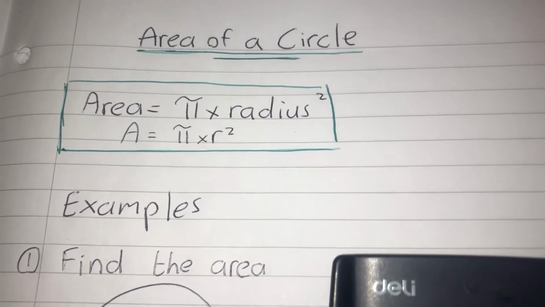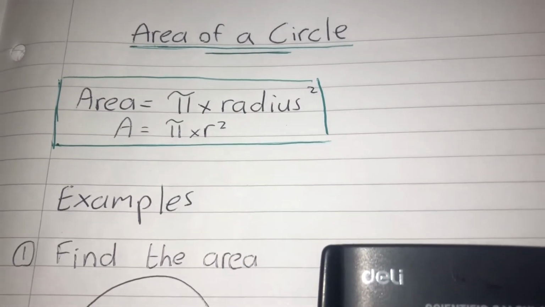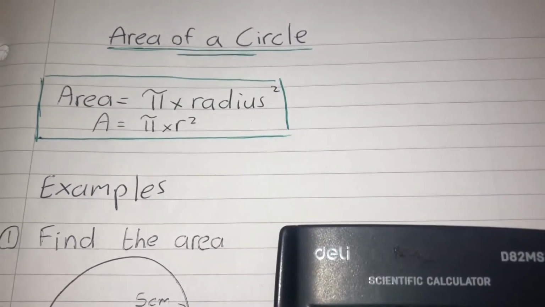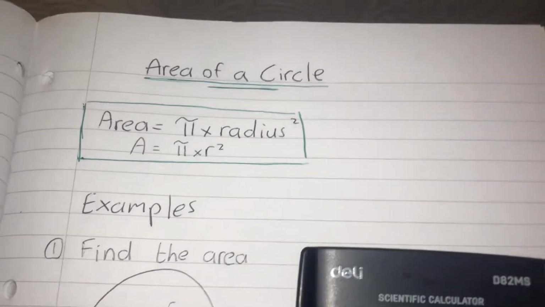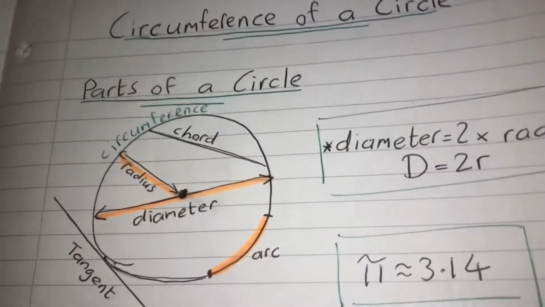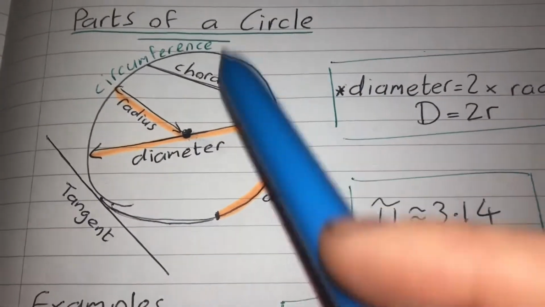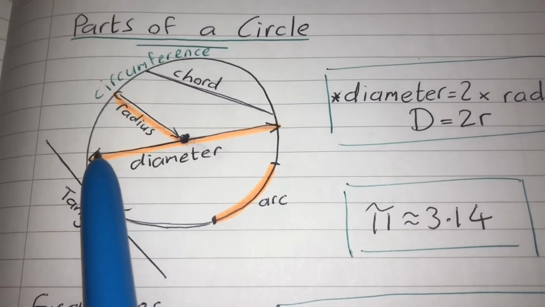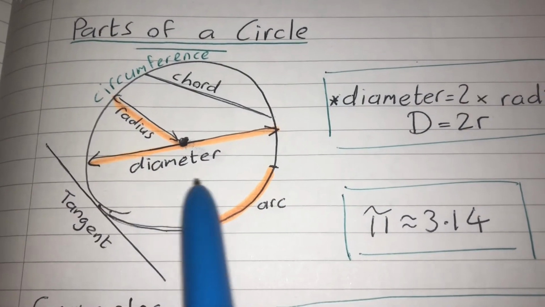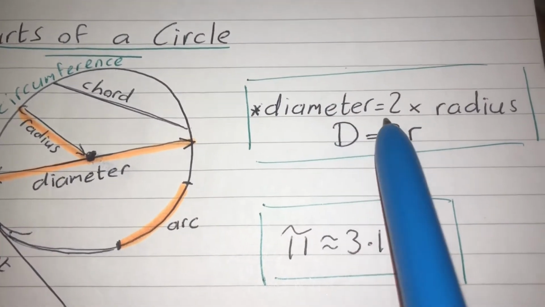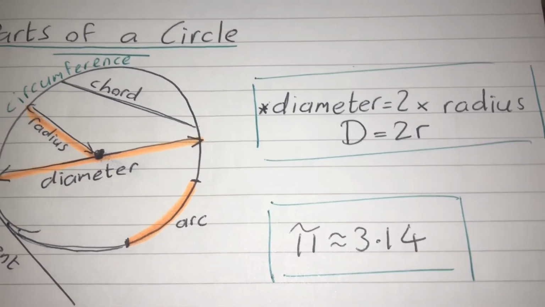Okay, so in today's lesson, we're going to look at how we find the area of a circle. If you remember, in the last lesson we looked at how we find the circumference, so we're carrying on from that. Just before we get stuck into how we find the area, we're going to go over some of the parts of a circle again, paying particular attention to what the diameter and the radius are. So the relationship between the diameter and the radius is that a diameter is given by 2 times the radius.